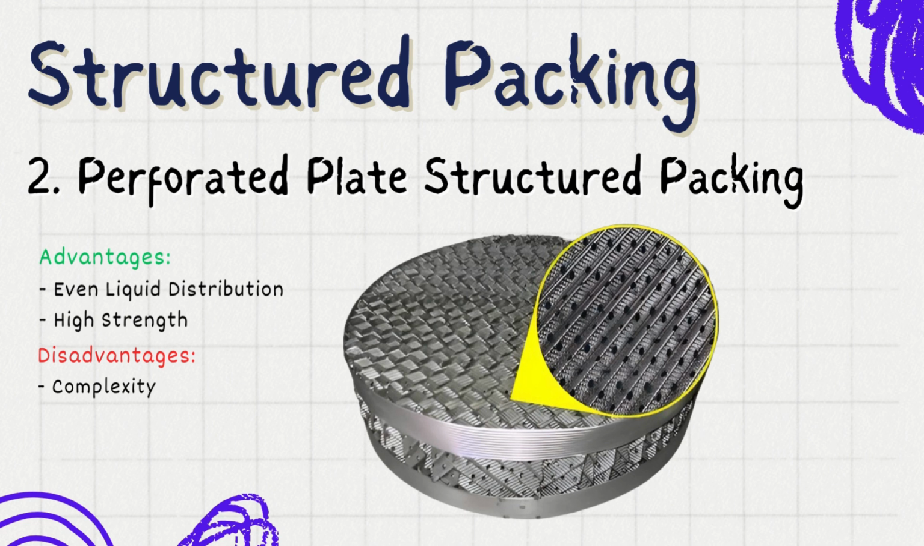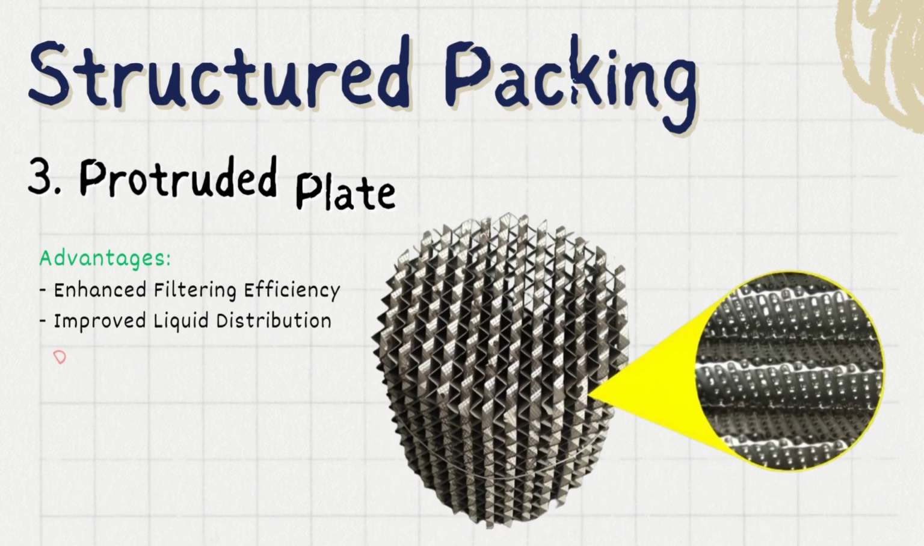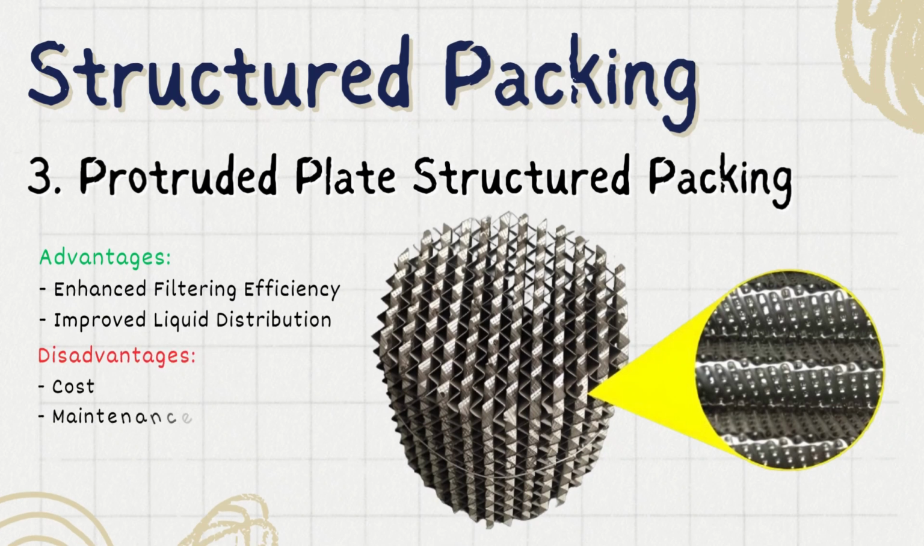And guys, the perforated plate structured packing has a disadvantage, which is they can be more complex to manufacture and install compared to the simple packings. So this was a brief about perforated plate structured packings. Now the third type of structured packing is protruded plate structured packings.